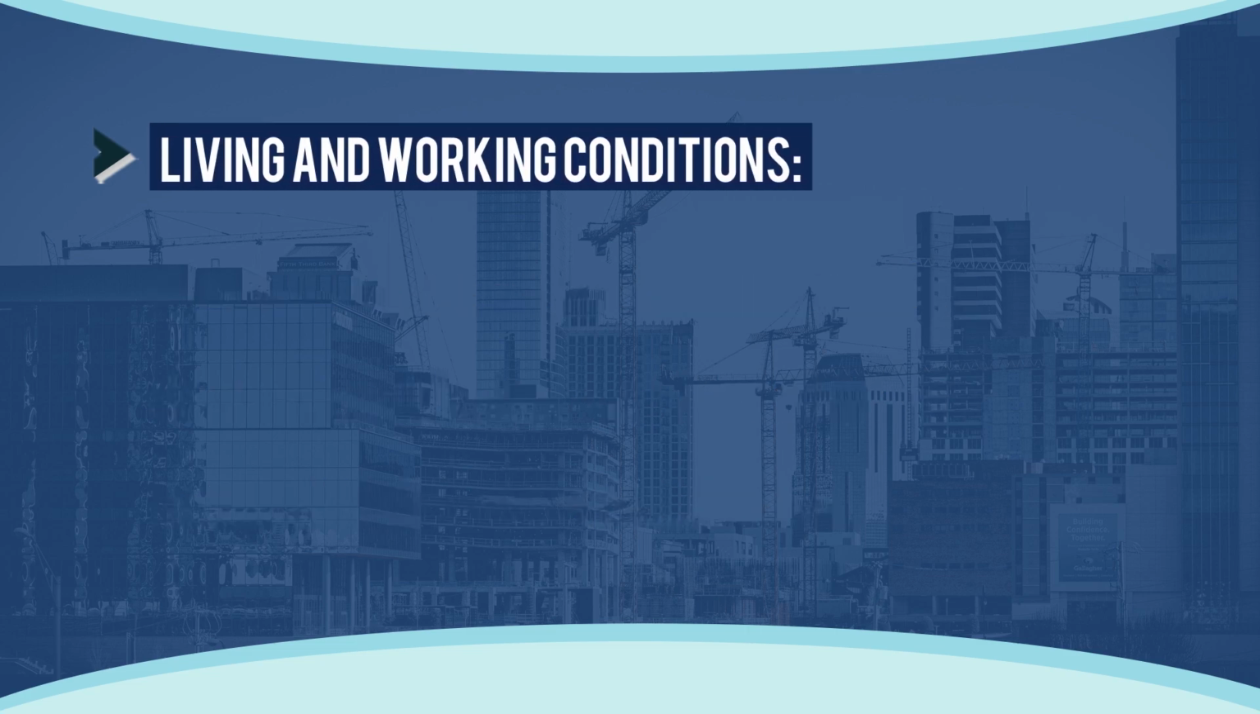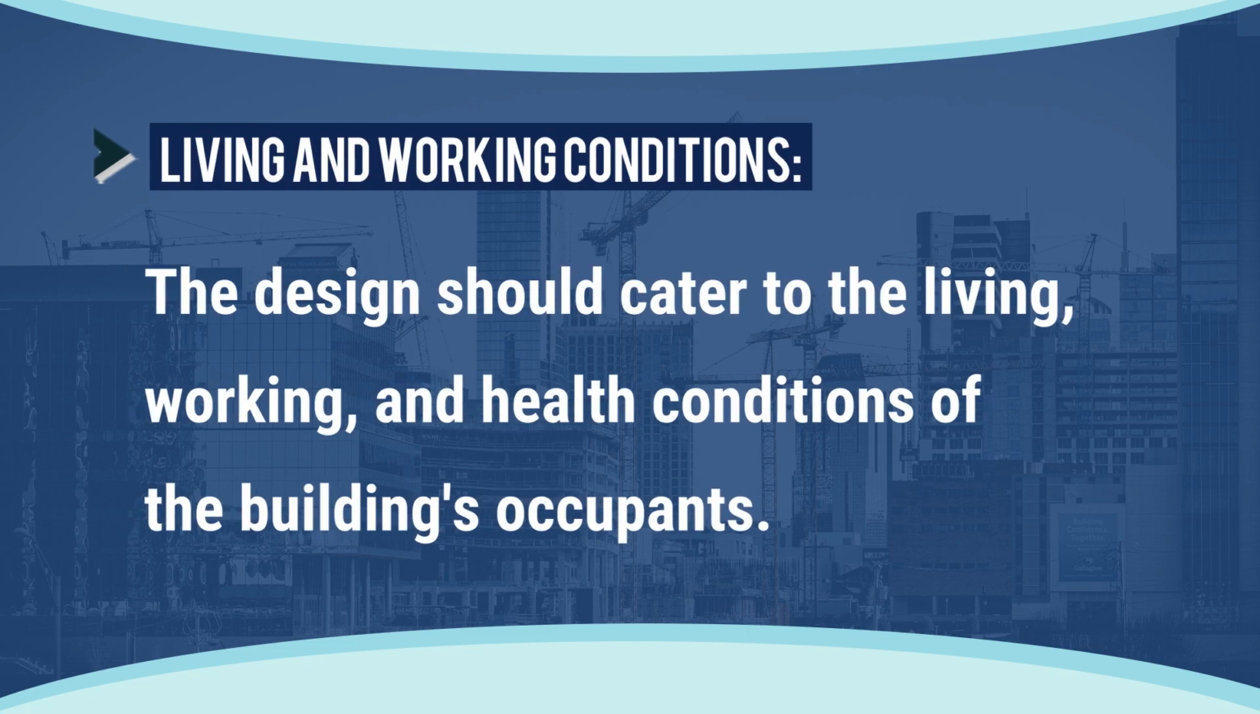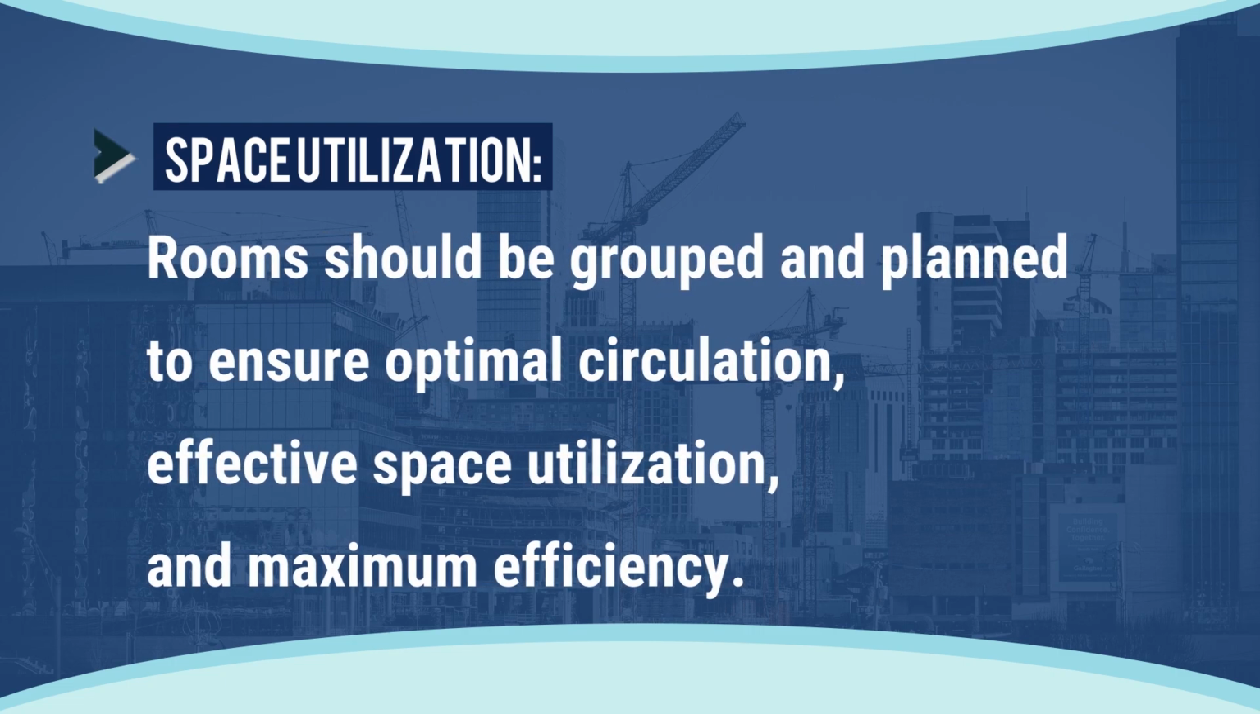Third is living and working conditions. The design should cater to the living, working and health conditions of the building occupants. Then the space utilization. Rooms should be grouped and planned to ensure optimal circulation, effective space utilization and maximum efficiency.